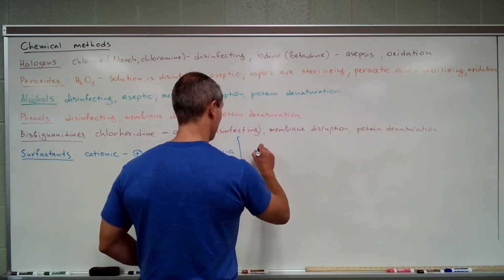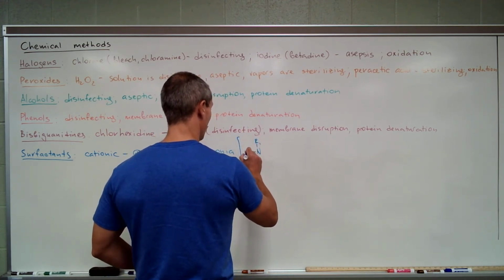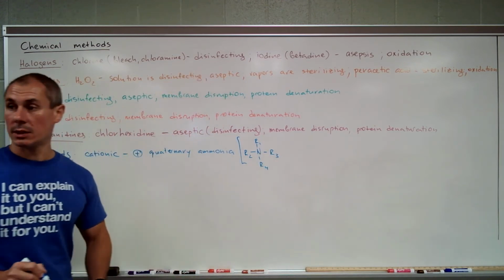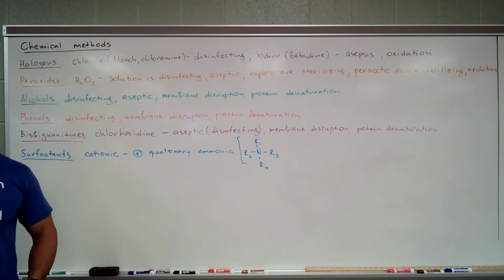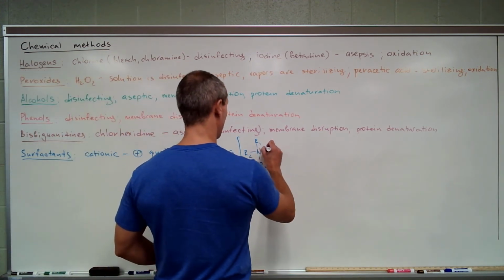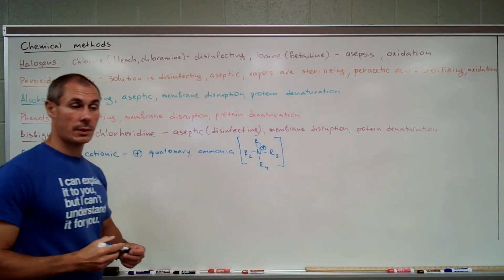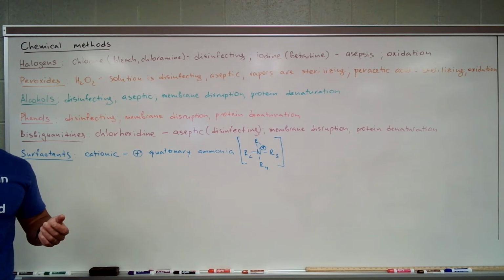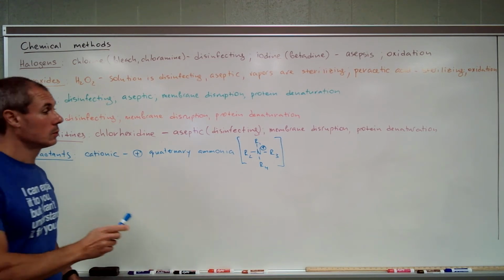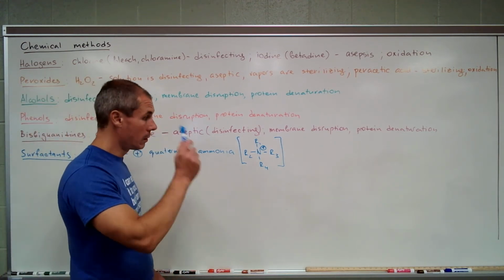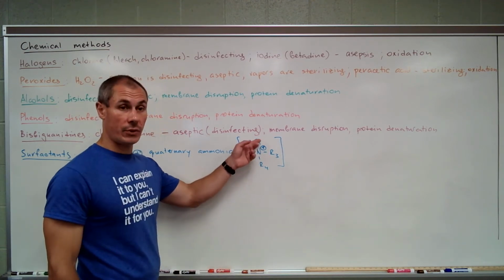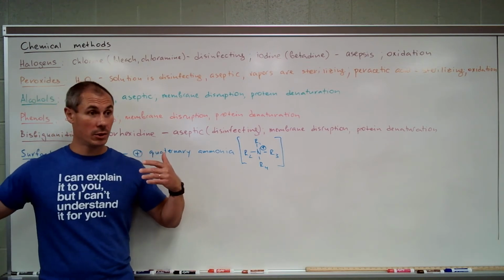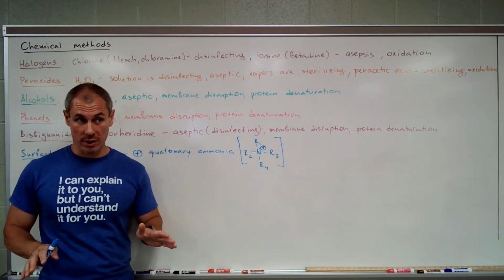So general formula for quaternary ammonia will be nitrogen with 4 substituents. Does that make sense? You see that? So this nitrogen will carry the positive charge. Are you with me here? Good? So, usually 1 or 2 of these R's is a pretty long organic chain, fatty chain. Are you following me so far?